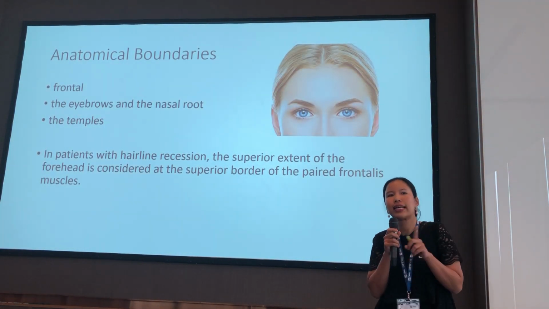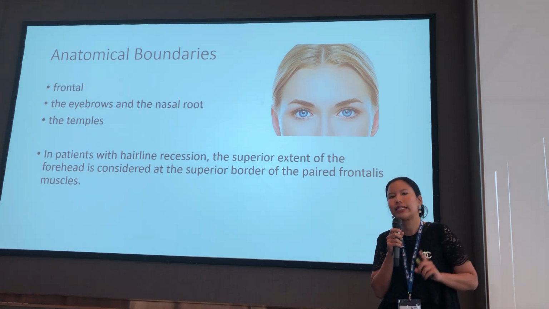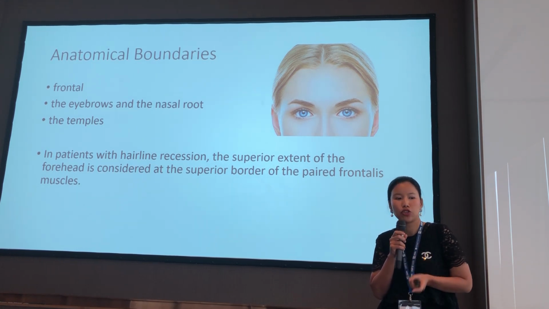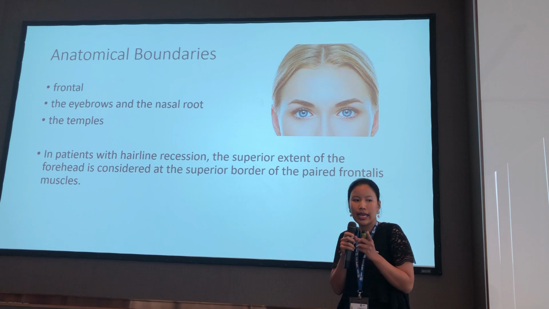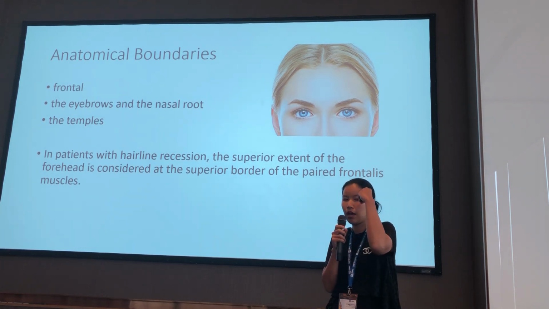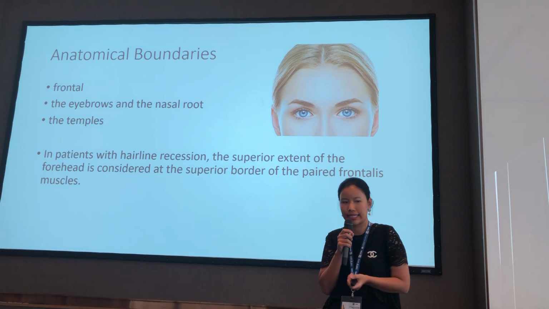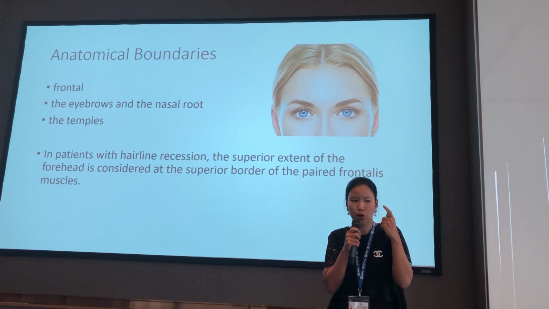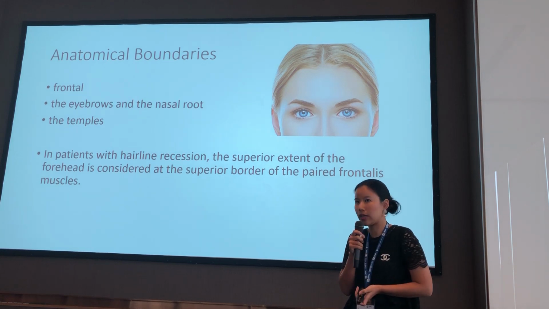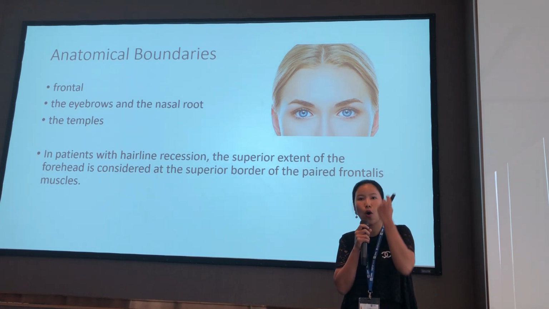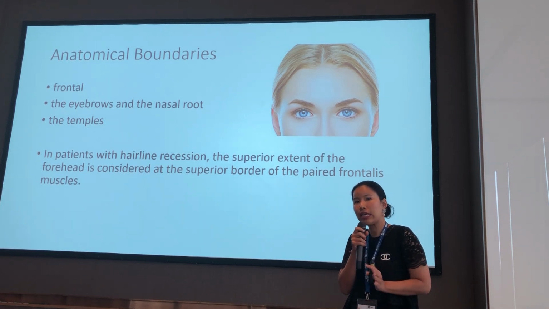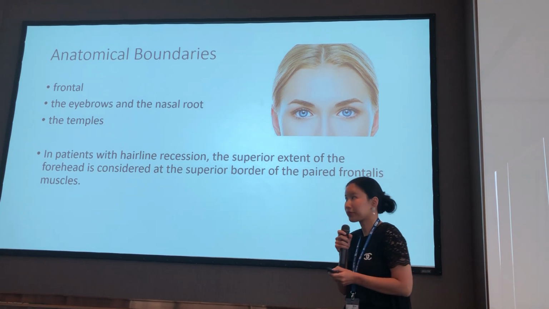First of all, before you study and do the injection for any single area, you have to know the anatomical boundaries of each area first. For the forehead, its boundaries are: from the upper part, the hairline; laterally, the temples; and the lower boundary is the eyebrows and the nasal root. And in bald people, the boundary of the forehead is still at the upper border of the frontalis muscle. So the key of this area is the boundary of the muscles.